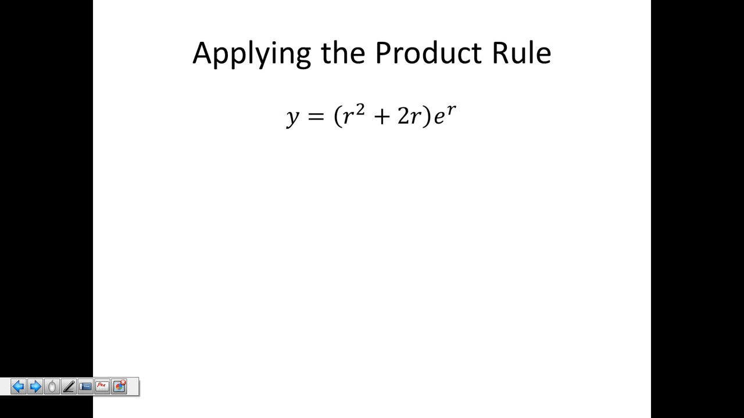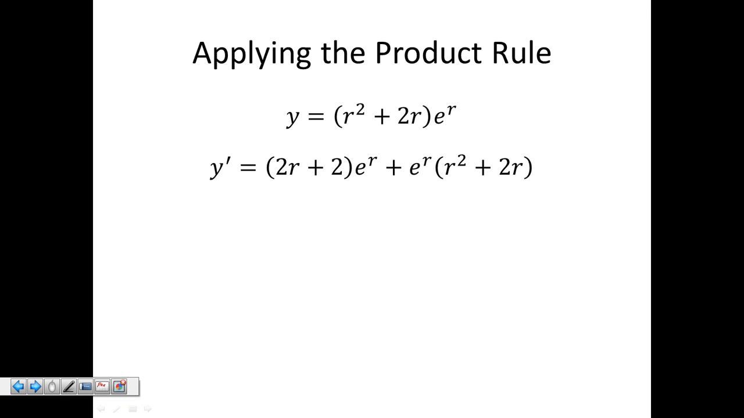Even if I multiplied in this e to the r into my binomial, I would still have to apply the product rule. And I'd actually have to apply the product rule twice, because it would be r squared times e to the r, and it would be 2r times e to the r. So actually, I don't want to multiply this in, because now I would just have to use the product rule once. If I distributed it in, I'd have to apply that product rule twice. So let's go ahead and take a look at how to take this derivative.